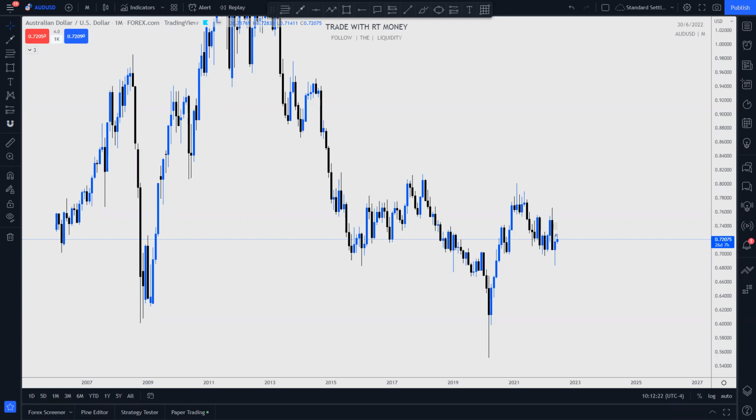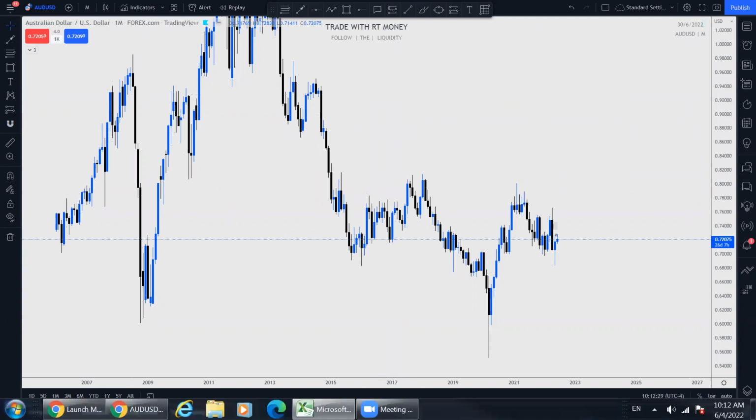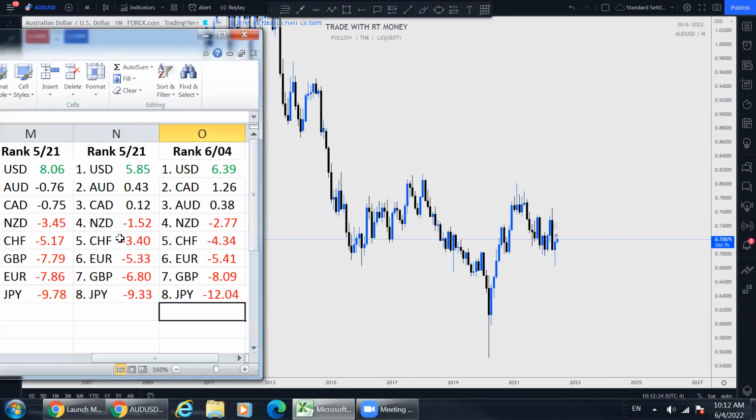Now, we're going to take a look at Aussie US dollar, Aussie dollar, US dollar. First thing we're going to do is look at the RT Money meter. Did not update it last week. I was taking it easy last week. The NFP week is a good week to leave alone, really. So I didn't want to encourage anybody to force trades or whatever.